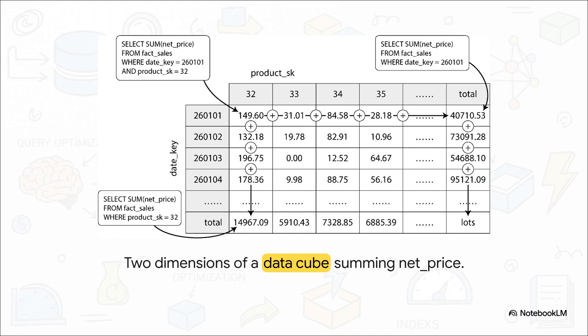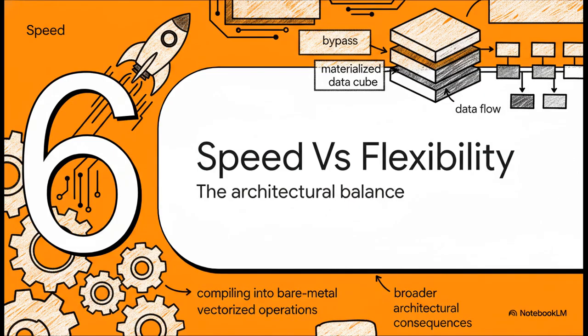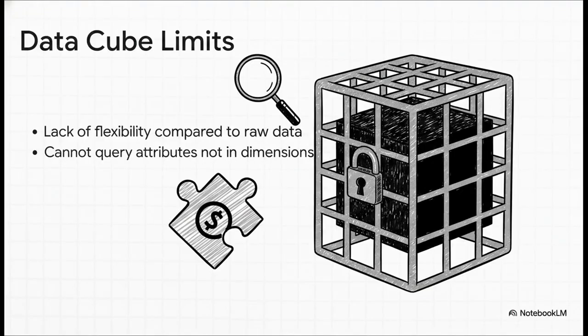We've seen some absolutely incredible optimizations today, right? From compiling SQL into bare metal machine code to utilizing vectorized operations, all the way to entirely bypassing execution with materialized data cubes. But to properly wrap up this explainer, we really need to analyze the broader architectural consequences of taking these shortcuts. Section 6. Summary. Speed versus flexibility.